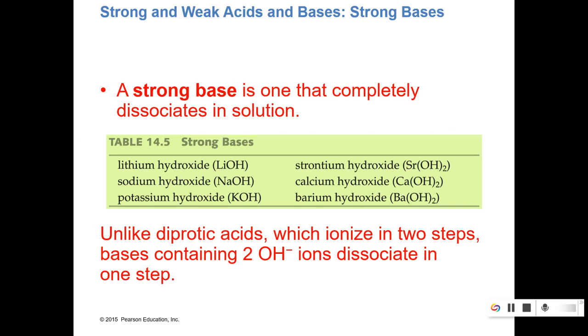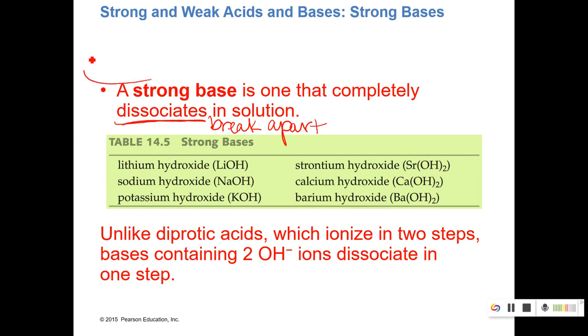Now we're going to talk about bases. As far as the bases go, I do not need you to write this table because there's more than that. I need you to write for strong bases: they're the same definition as strong acids. They completely ionize. Dissociate means the same thing. They break apart, so they completely break apart in solution.